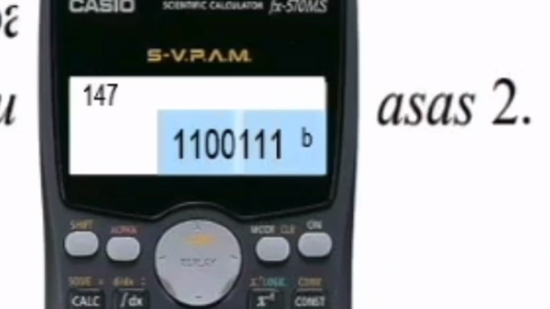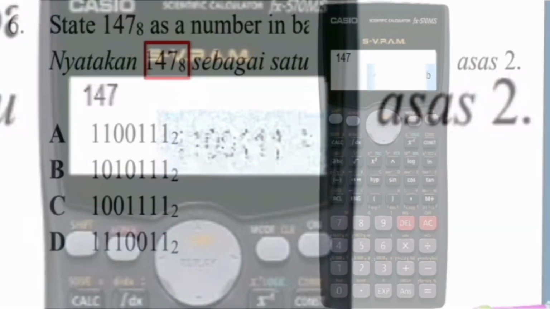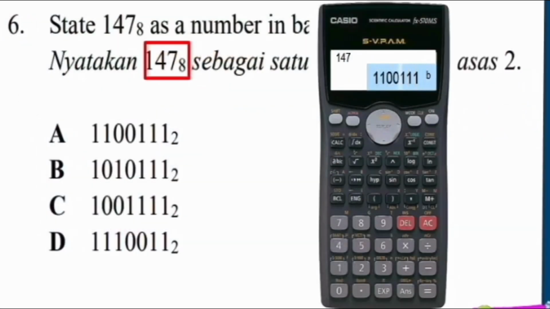Okay, this is the answer that I got. It's 11001111. And you see a small letter B there? It means that it's actually base 2. Binary is base 2. Clear? Understand how to press the calculator? How to do conversion from base 8 to base 2, right?